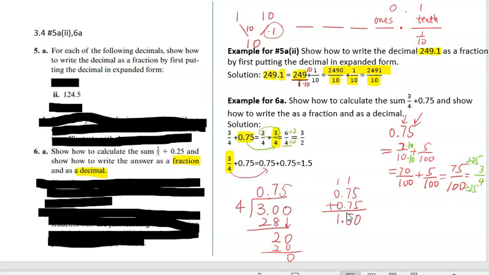So when you're given a fraction and a decimal, we cannot add them directly. We either have to convert both of them to fractions or both of them to decimals.